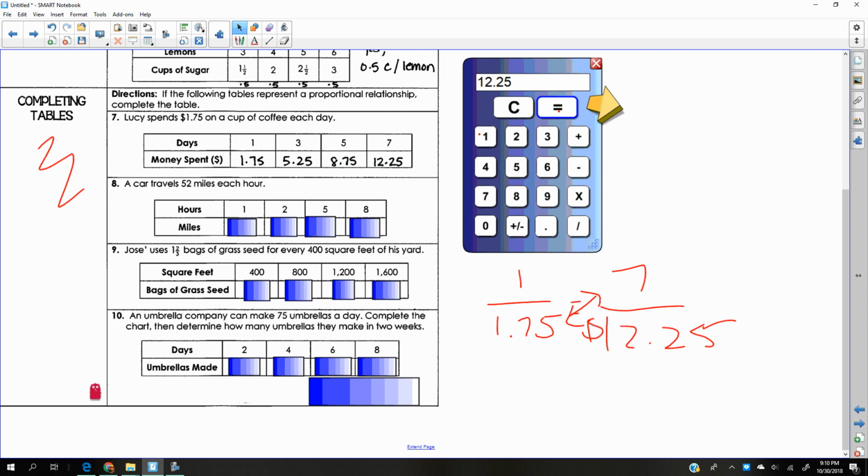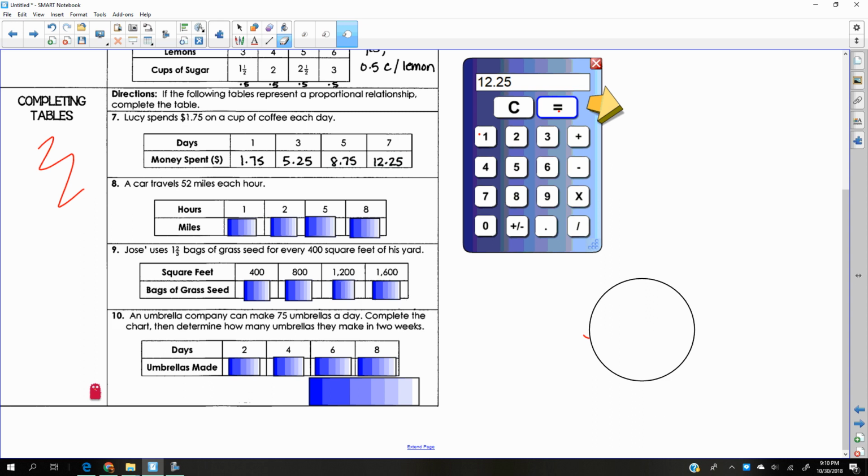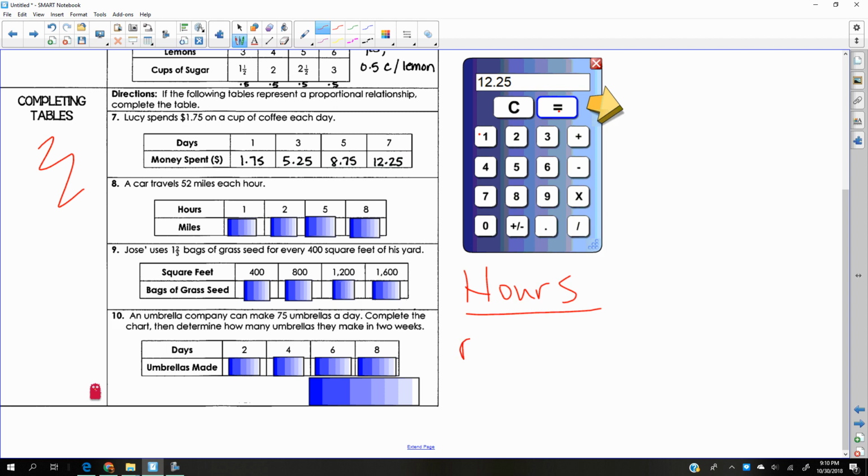All right, so try number 8. I will help you set it up if you need me to. If not, try it on your own. Okay? So go ahead and pause it. Try it on your own. If you need help, just stick with me. So a car travels 52 miles per hour. So it doesn't really matter whether you put the 52 on the top or the 1 on the bottom, because the hours and the miles have to be in the same place. So here we'll just keep it the way it is. Hours over miles. Okay?